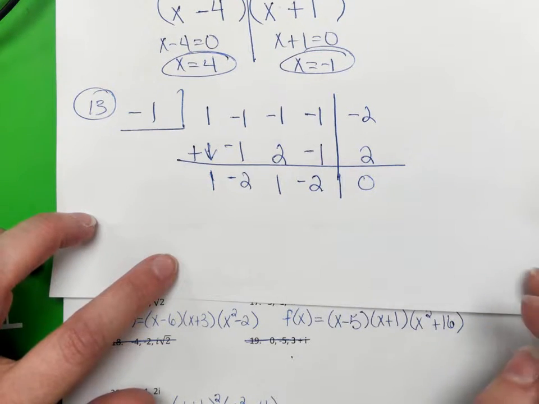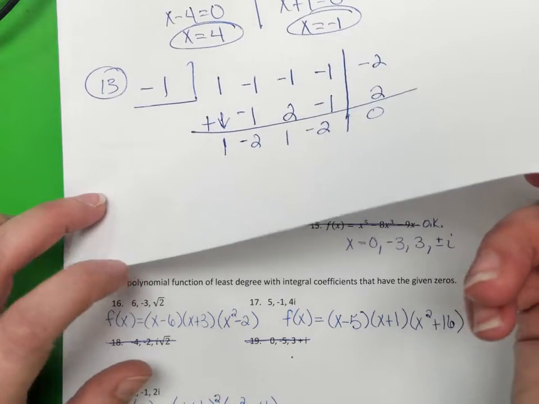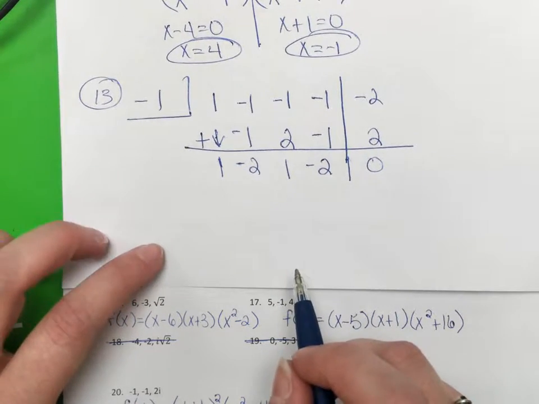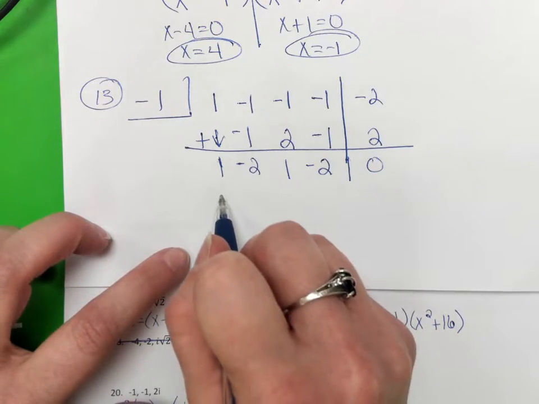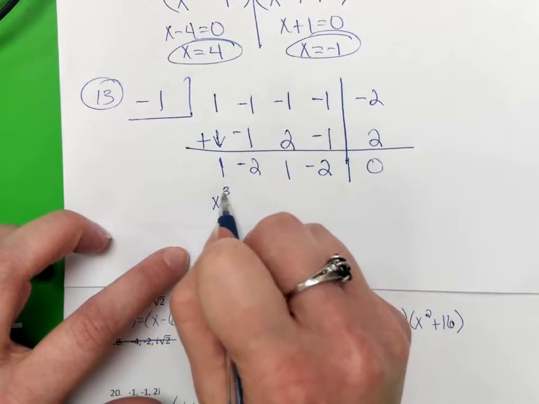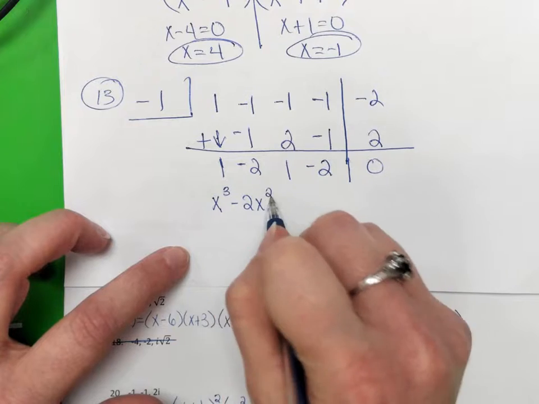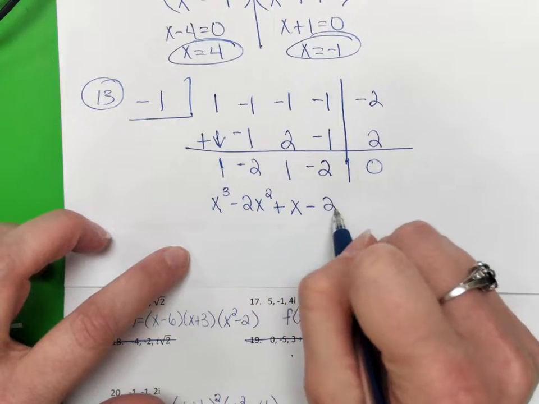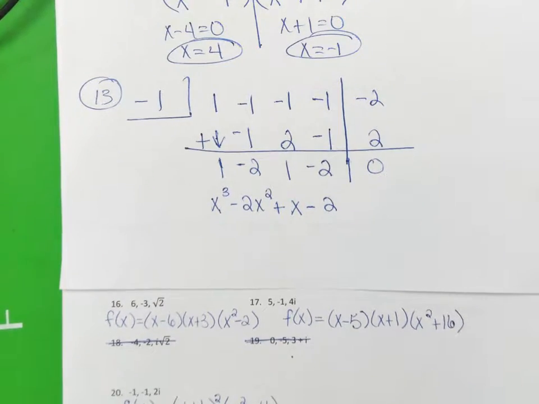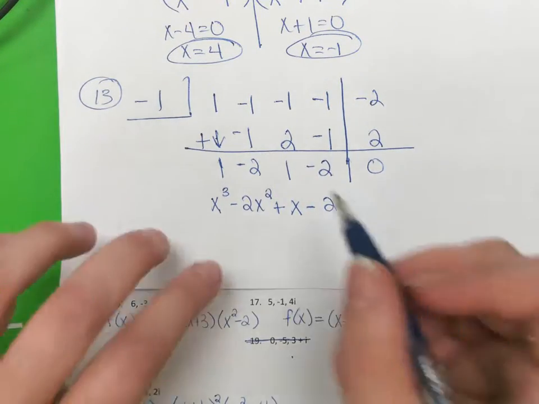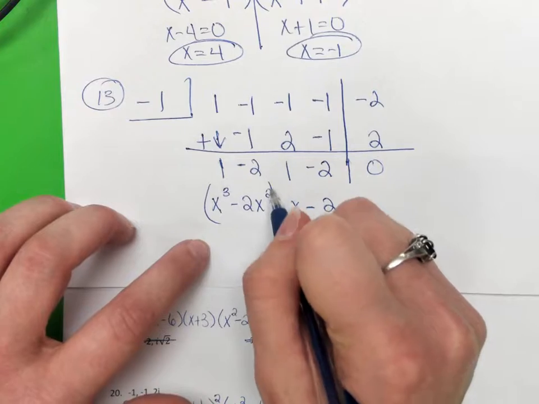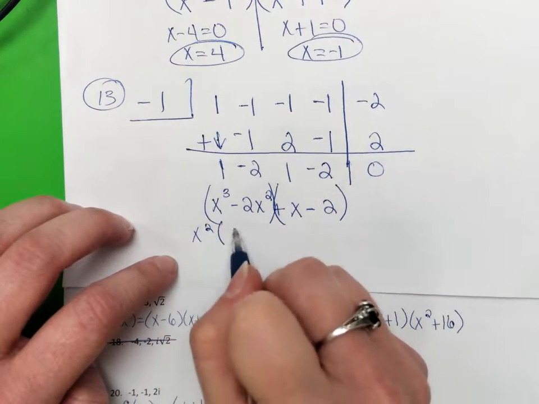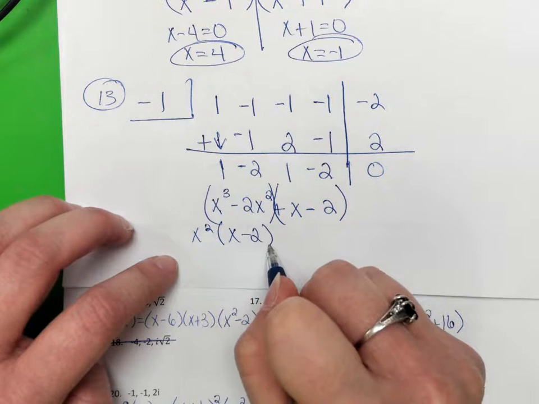All right, what was your biggest exponent to start with? 4? Okay, so what's 1 less than 4? So this is x to the 3, this is minus 2x squared, this is plus 1x, or just an x, and this is a minus 2. How many terms do you have? 4. What do you do when you have 4 terms? Group. What do the first 2 have in common? X squared, which leaves me with x minus 2.